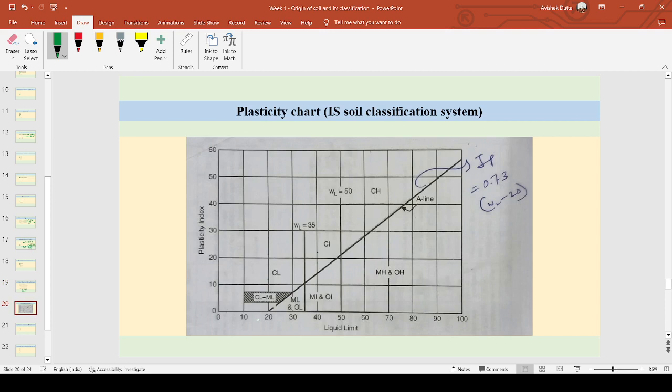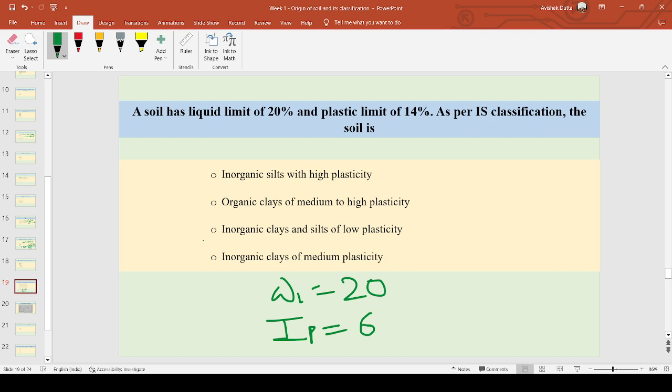Before that, I'll tell you that this is CL and ML, clay of low plasticity and silt of low plasticity. This region, shaded portion, this ranges from 4 plasticity index to 7 plasticity index. Okay, and this is the line of 20 liquid limit. So it falls somewhere around here. So the soil is inorganic clay and silt of low plasticity.